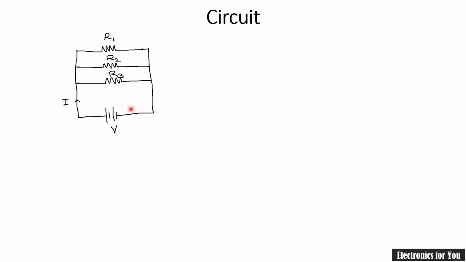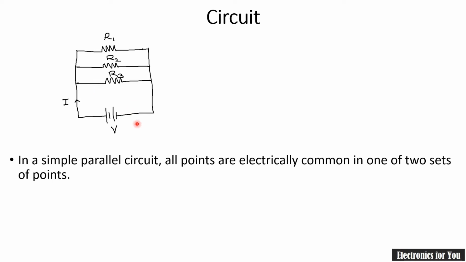Here you can see that these three resistances R1, R2 and R3 are connected in parallel. When we say they are connected in parallel, they have two common points. This is one common point and this is another common point, and generally we call these common points nodes. So there are two nodes in the parallel circuit, and these resistances are connected to these two points.